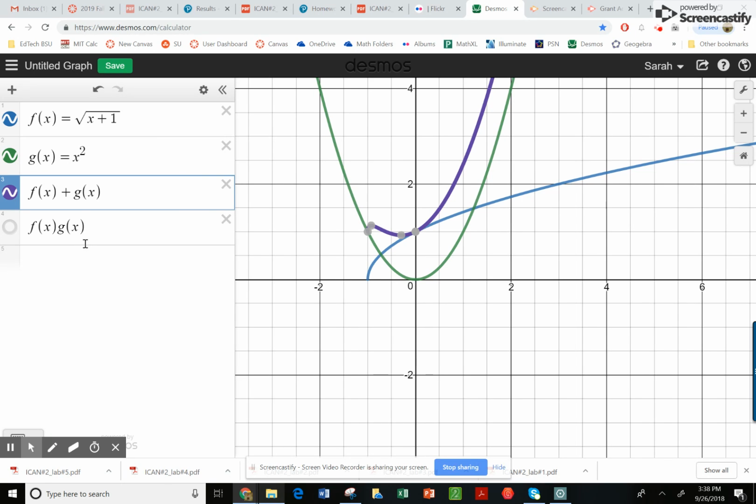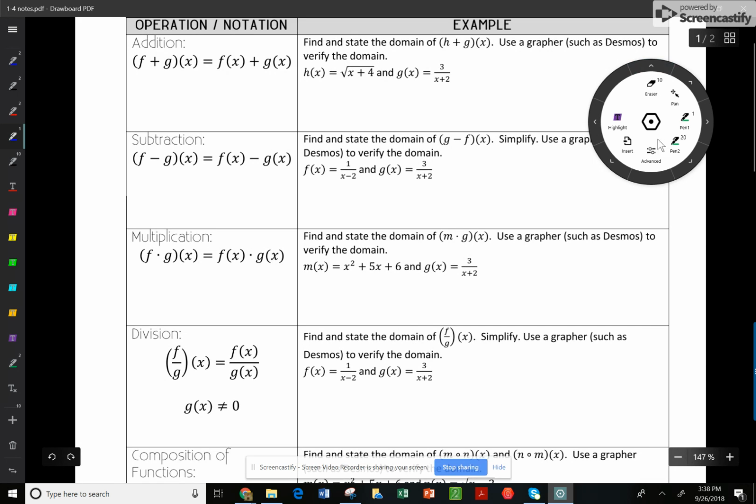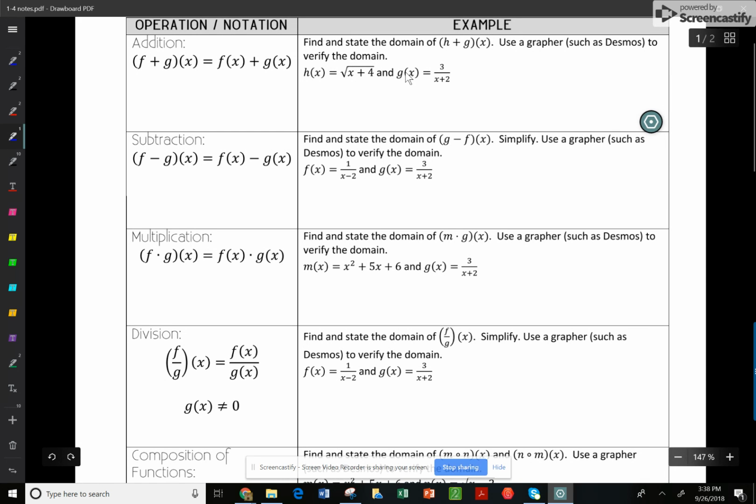So that's how I want you to do the worksheet or the notes. So the notes page is this one. And so what you're going to do, you can see the different notations for adding and subtracting and multiplying and dividing. And so I give you a couple of functions, and I want you to use it. So first I want you to just add them up. If you can simplify them, simplify them. And then I want you to use a grapher, such as Desmos, and do it the way that I just showed you, okay? So you're going to do that for all four.